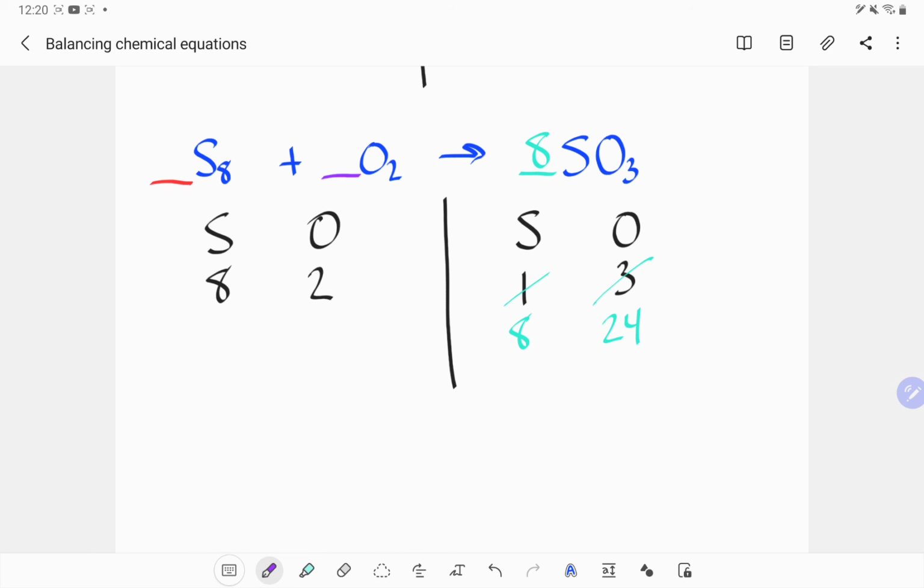Oxygen, we now have 24 oxygens on the right side of the equation and 2 on the left side of the equation. So very unbalanced right now. But what times 2 equals 24? Well, 12 times 2 equals 24. And now when we put a 12 there, we end up with 24 oxygens on both sides of the equation, 8 sulfurs on both sides of the equation. We have now finished that problem and got it right.